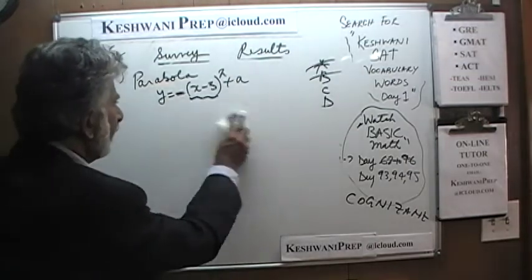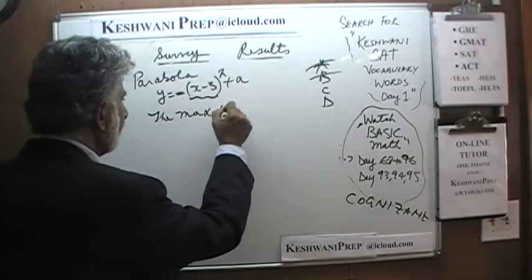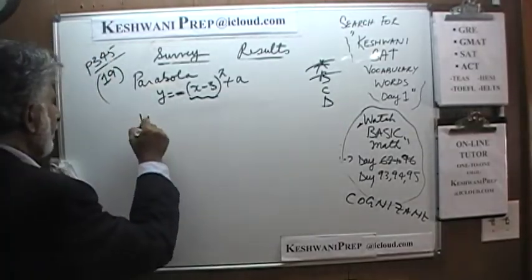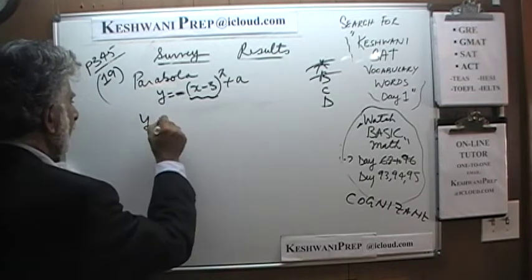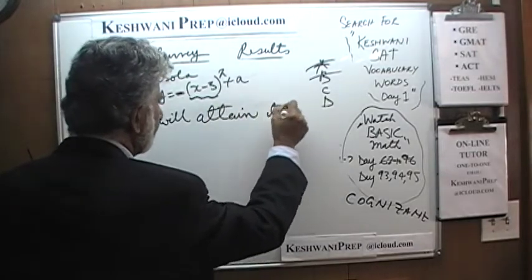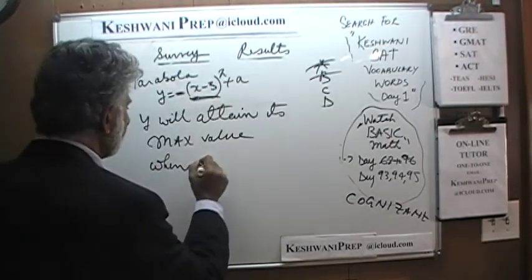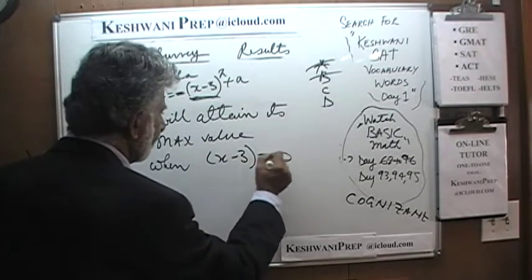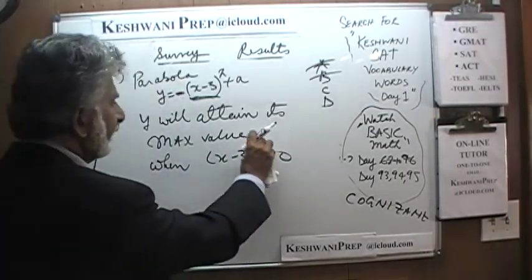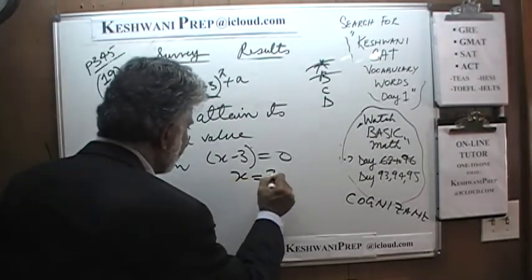If you want to achieve the maximum value for this y, y will attain its maximum value when this quantity is zero, when x minus 3 is equal to zero, or technically x minus 3 squared is zero. And x minus 3 will be zero when x is equal to 3.